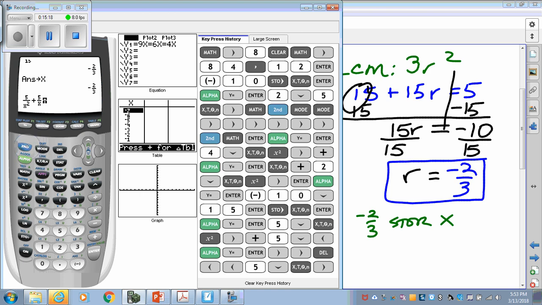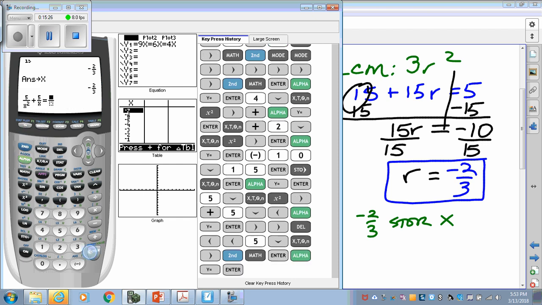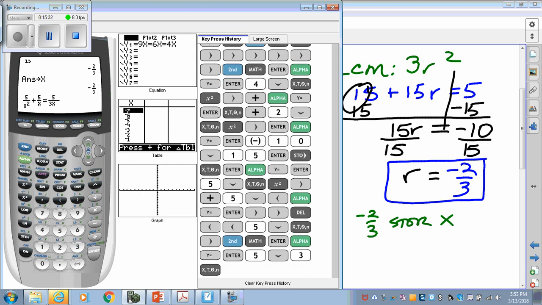equals, so that's second, math, enter, 5 over, so I need a fraction, alpha y equals, enter, 5 over 3x squared. Okay, so did I type that correctly? I think I did. Now we want it to be true, right?